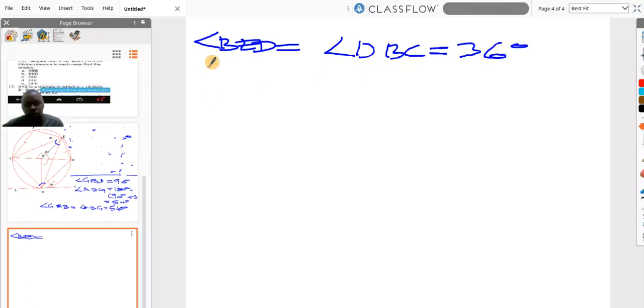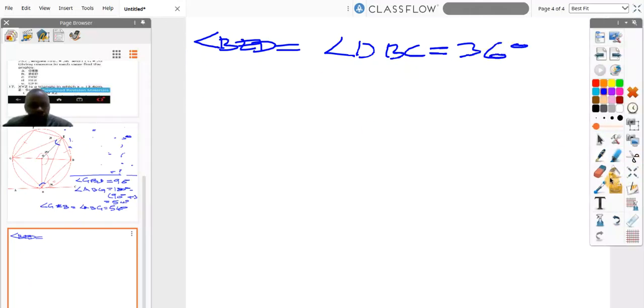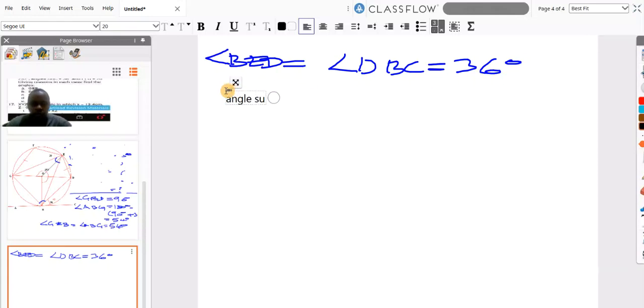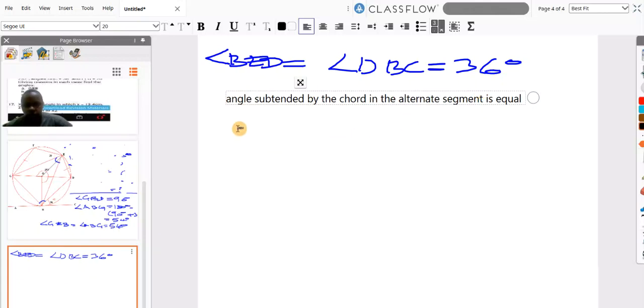And the reason is, you can give this as the reason: the angle subtended by the chord in the alternate segment is equal. So you can give us that one as a reason. So that is 36 degrees.